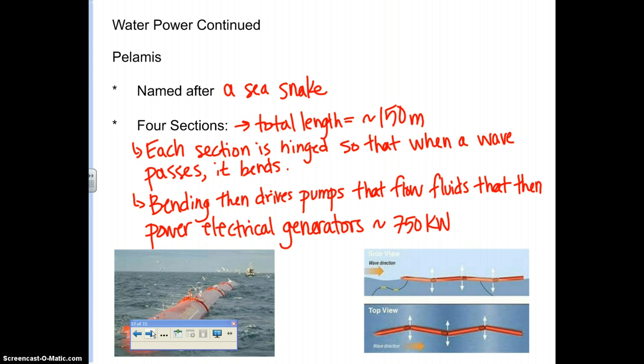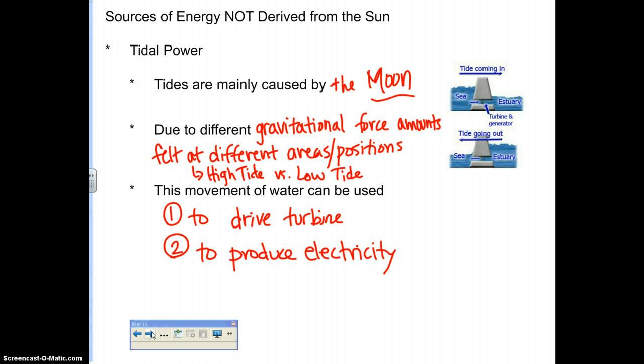With that in mind, we'll look at water power here, and this says Pelamis, which is a sea snake. Your bottom left picture shows you an example of water power. There's a total of 4 sections that have a complete length of roughly 150 meters. Each section is hinged so that as the wave passes it, it bends. This bending drives pumps and turbines, which then flow power through electrical generators. What is generated is roughly 750 kilowatts of electricity.